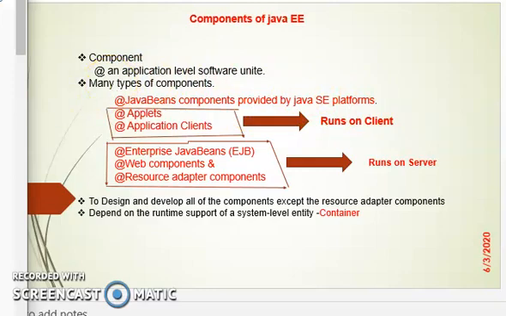There are many types of components. The Java EE platform provides JavaBeans components. The various components are applets, application clients, Enterprise JavaBeans or EJB, web components, and resource adapter components. Applets and application clients run on the client, while EJB, web, and resource adapter components run on the server platform.